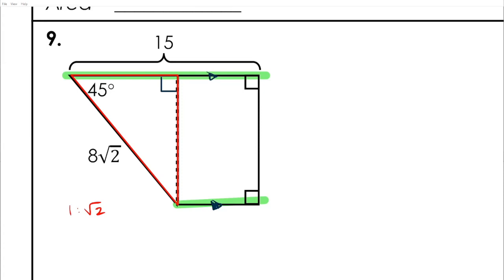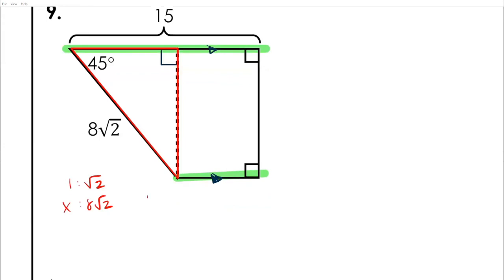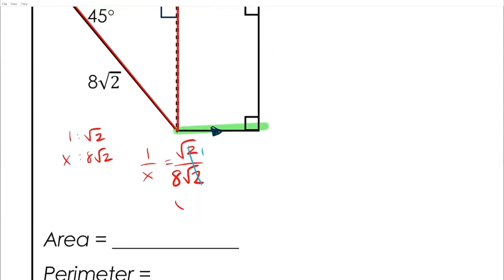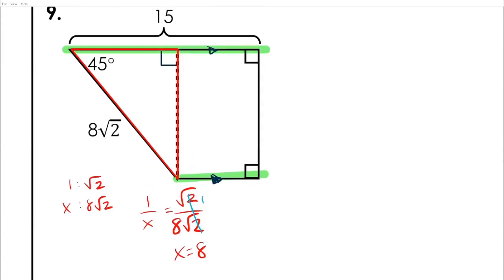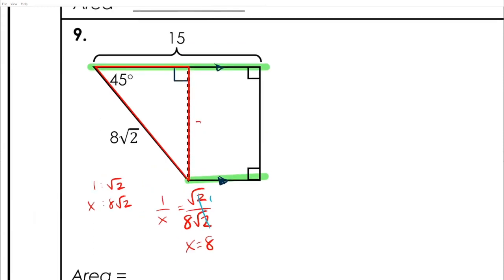Okay. So I've got x and then 8 root 2. 1 over x is root 2 over 8 root 2. When we divide a number by itself, it becomes 1. So for this problem, x is 8. That means our height is 8.